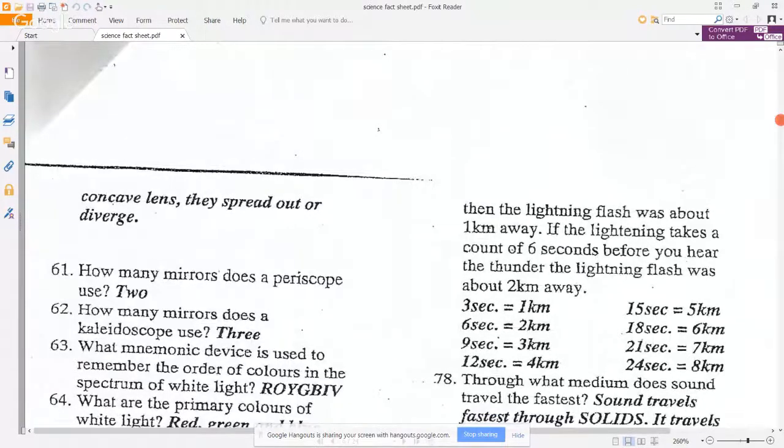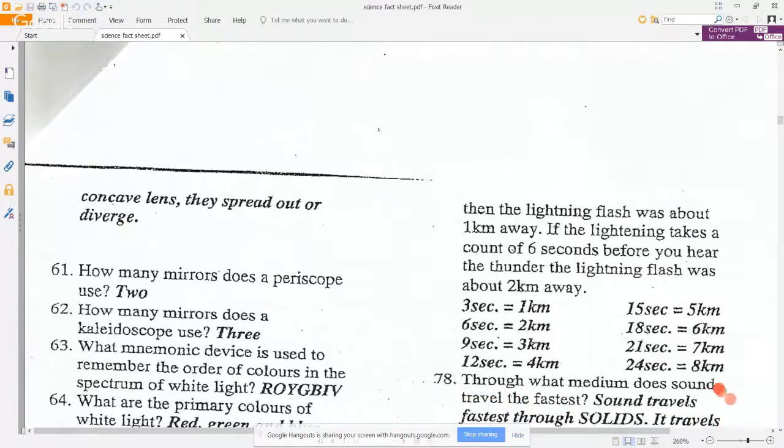If the lightning takes a count of 6 seconds before you hear the thunder, the lightning flash was about 2 kilometers away. 3 seconds, 1 kilometer, 6 seconds, 2 kilometers, 9 seconds, 3 kilometers, 12 seconds, 4 kilometers, 15 seconds, 5, 18 seconds, 6 kilometers, 21 seconds, 7 kilometers, and 24 seconds, 8 kilometers away. So here we have a ratio of 3 to 1.